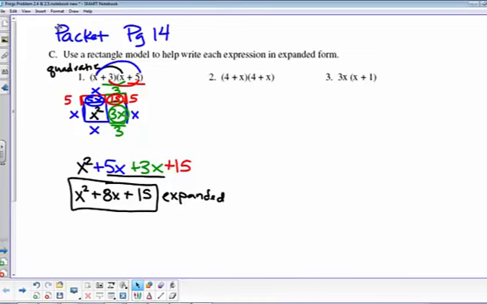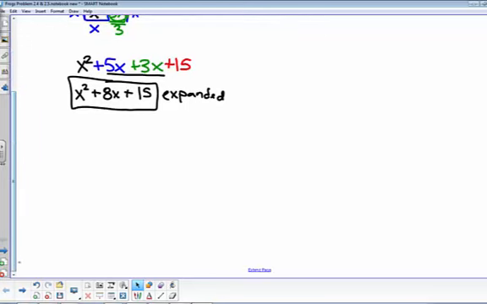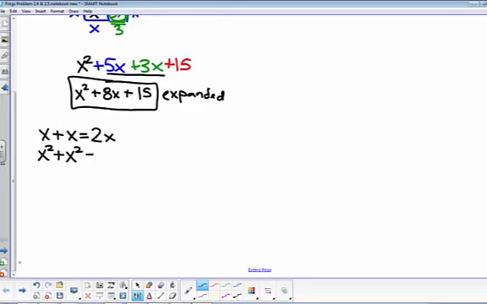On a little side note, and go ahead and write this somewhere on your sheet, x plus x is 2x. X squared plus x squared is 2x squared. X squared plus x is just x squared plus x. You can only add and subtract like terms.